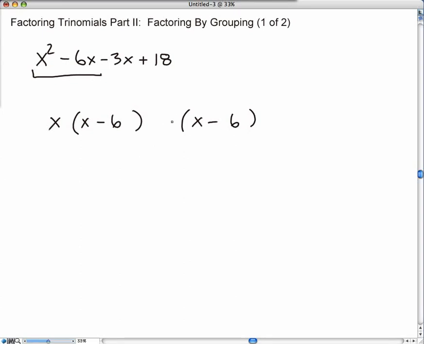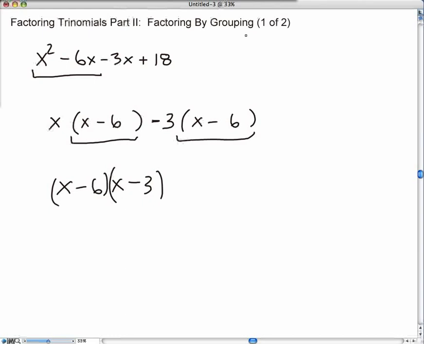And what's left over? Well, a 3 times x is not negative 3x, but if you write negative 3 times x, it gives you negative 3x. And negative 3 times negative 6 gives you positive 18, so that's great. Now that you have these two binomials, you take them out. And what's left over? You got an x, and you got a negative 3. And these are your two binomials.